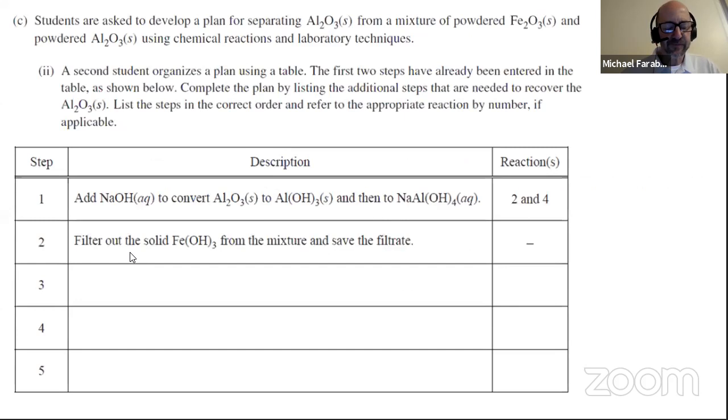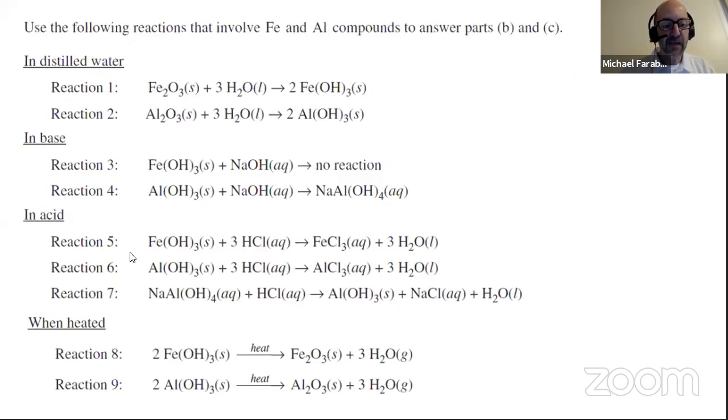All right, so in the next part, part II of part C, a second student organizes a plan using a table. And they've already filled in the first two steps. So step 1, add sodium hydroxide, NaOH, to convert the aluminum oxide to the aluminum hydroxide, and then to this sodium aluminum compound. Now, that came from reactions 2 and 4.